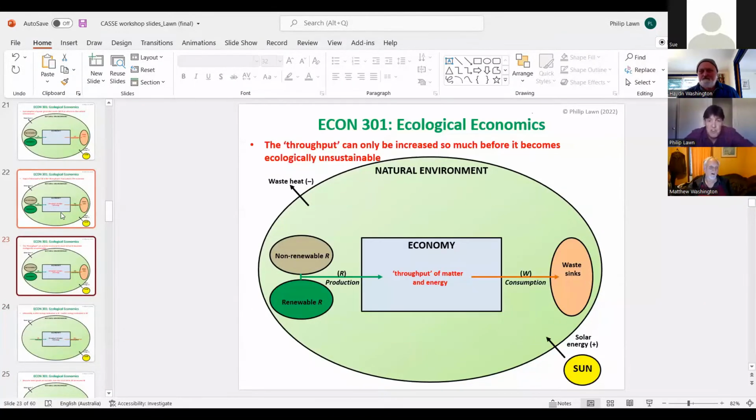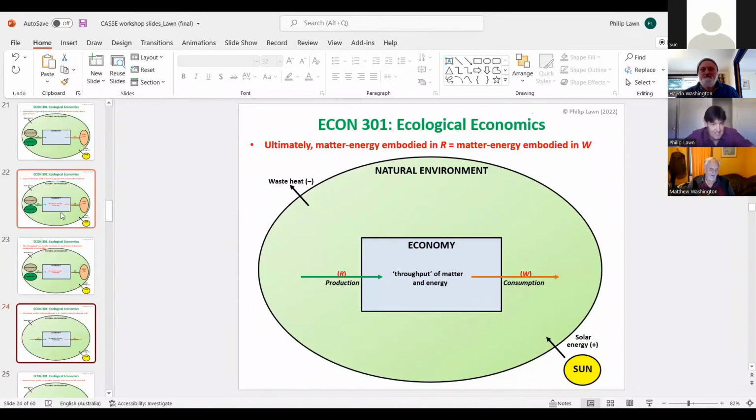This throughput can only be increased so much. So this input of resources, output of waste can only be increased so much before it becomes ecologically unsustainable. So even before the economy reaches anything like the same size as the natural environment, it can reach ecological limits because it requires this throughput to be sustained. And that rate of throughput can only be increased so much before it becomes ecologically unsustainable.